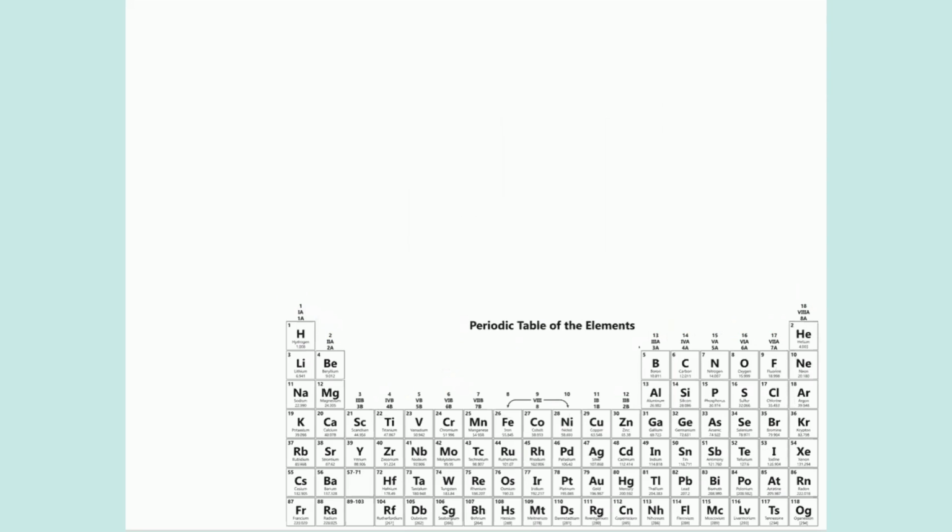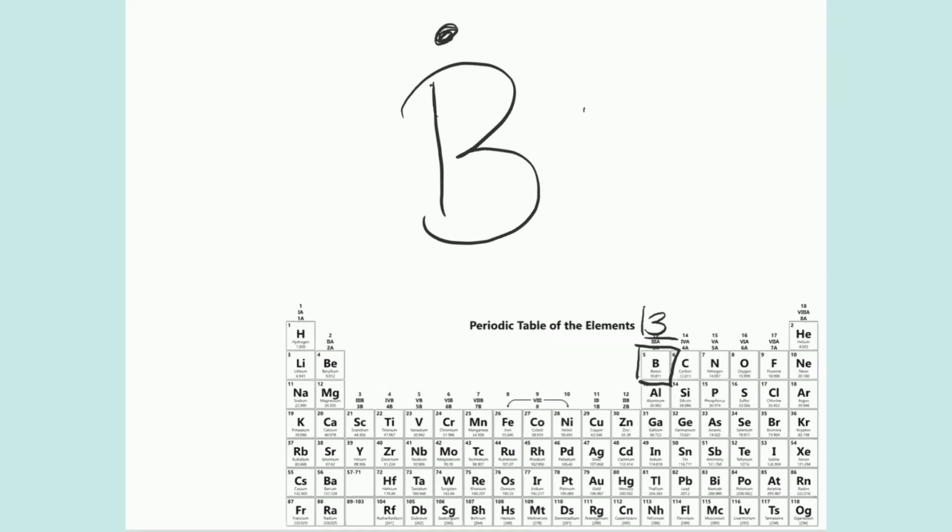To show this again, let's look this time at boron. Boron, same situation. We put the letter at the top. We're going to see that it's in group 13. Thus, it will have 3 valence electrons. So I'm going to go 1, 2, 3. And I can show it like that.